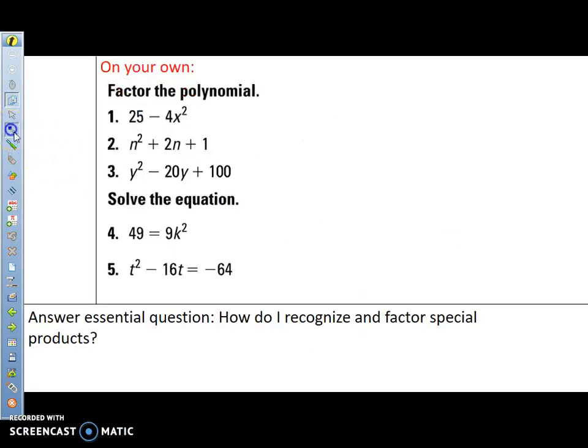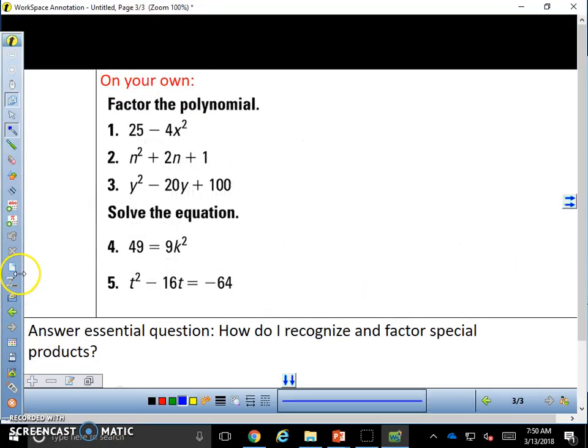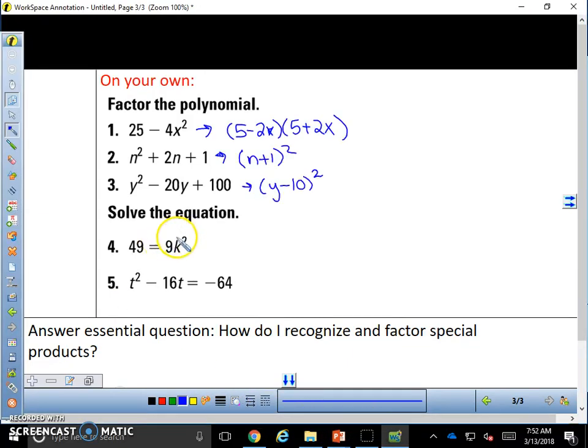All right, here are your on your own problems. Please pause your video and try these problems on your own. Resume when you're ready to check your answers. All right, here's what we should have gotten so far.